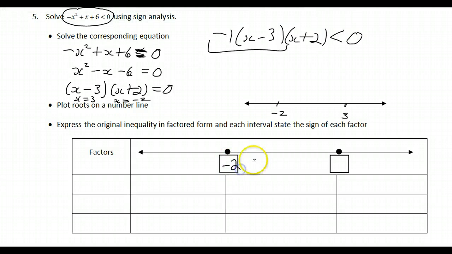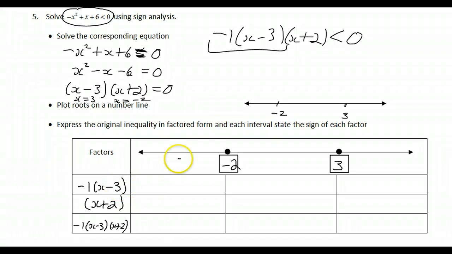So, what have we got? All right, let's write down, we've got the negative 2 and the 3. That's our points. We've got the factors, negative 1 times x minus 3, and we've got the factor x plus 2. And we have the two together, negative 1 times x minus 3, times x plus 2. So what we want to do is look at negative 1 times x minus 3 when the values are below negative 2.